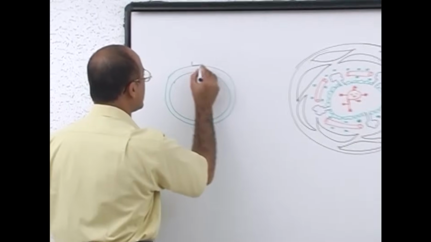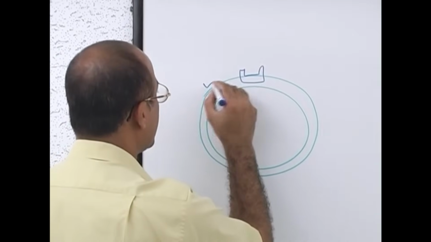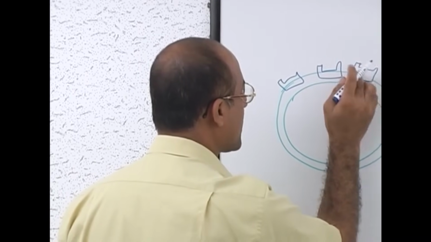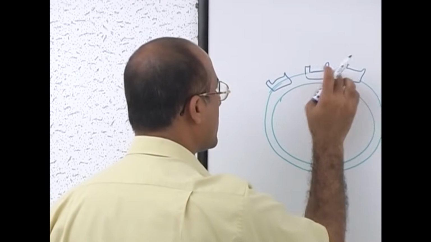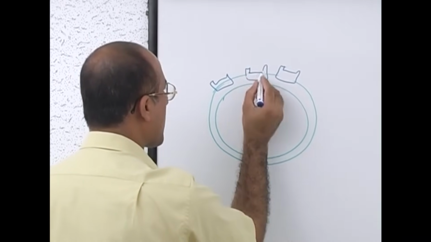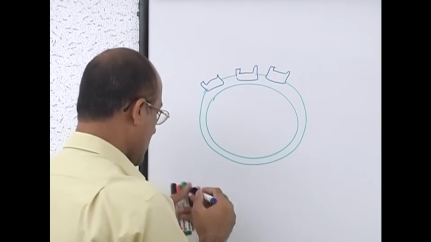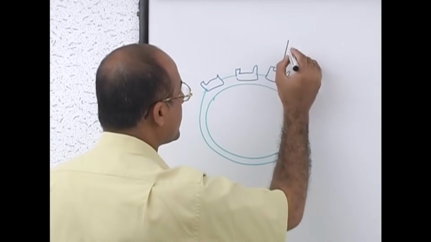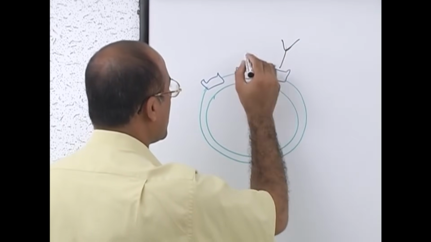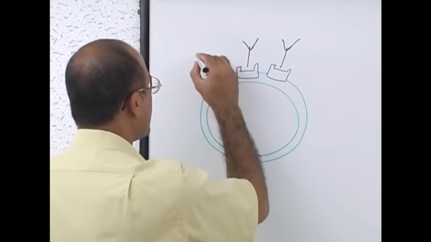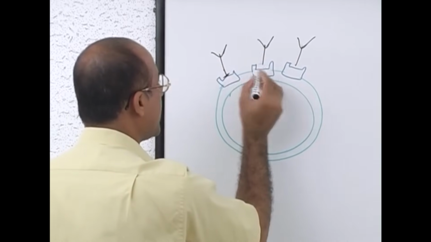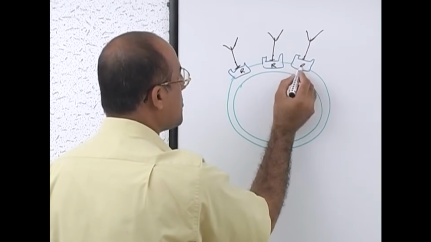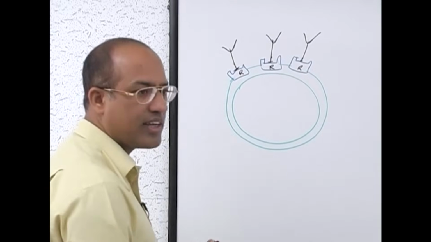Here are the receptors. Which receptor? Receptor for the Fc portion of IgE. These were anti-pollen IgE. These are anti-pollen IgE, and these are the mast cell receptors for anti-pollen IgE.